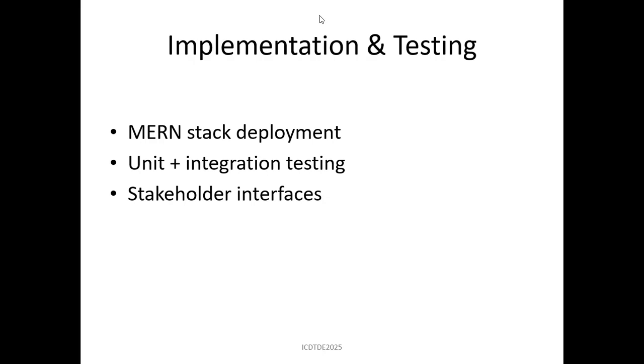Then implementation and testing. The system was implemented using the MERN stack to ensure performance and scalability. Multiple testing phases were conducted: interface testing, authentication tests, recommendation validation, and integration checks. For expert responses, different stakeholders, such as farmers and agricultural advisors, have separate interfaces tailored to their needs.